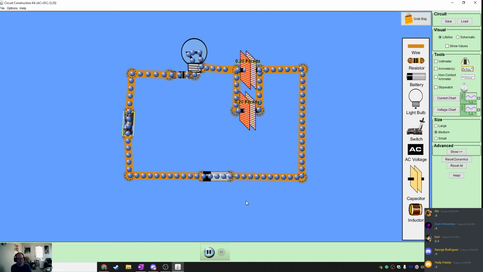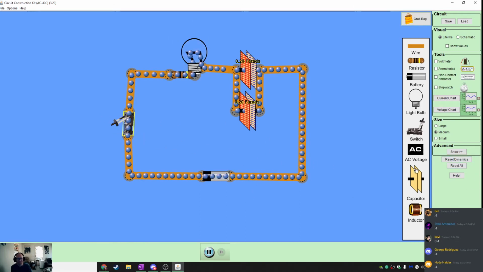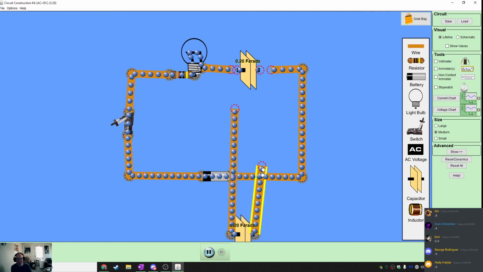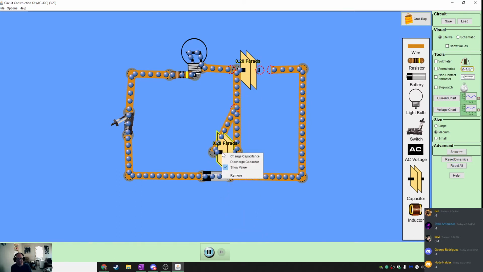Yeah, it's still going. It's taking quite a while, right? All right, let's open this up again. Let's reset dynamics. Let's break this junction. Let's just stick with 1, just to keep things simple. And then just remove this probably. Remove.